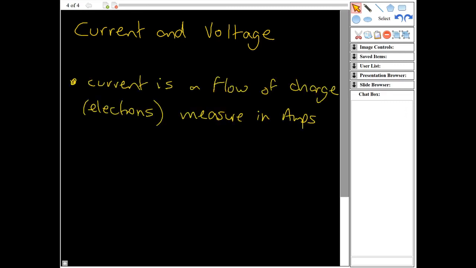So current is a flow of charge or electrons, and it's measured in amps. So basically, the current is a measure of how quickly electrons are flowing around the circuit. So I'll talk about that more in a minute.